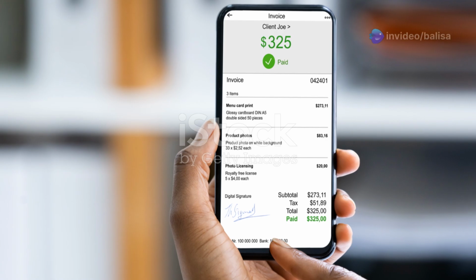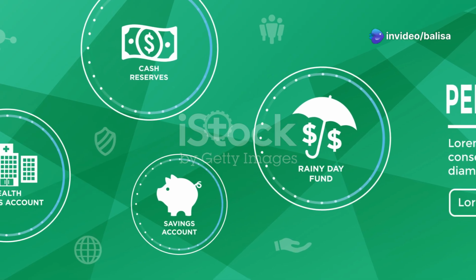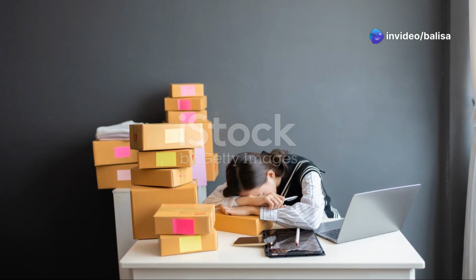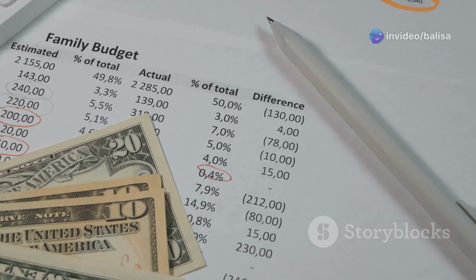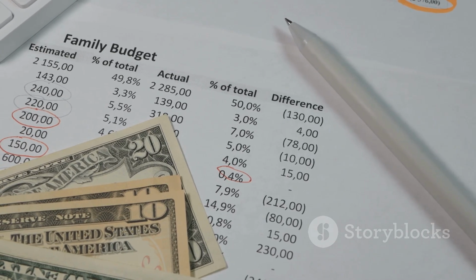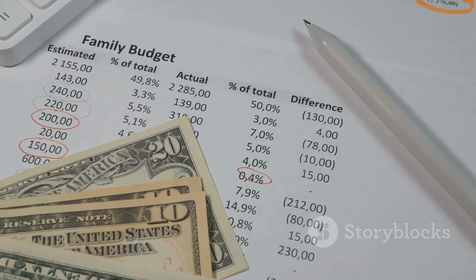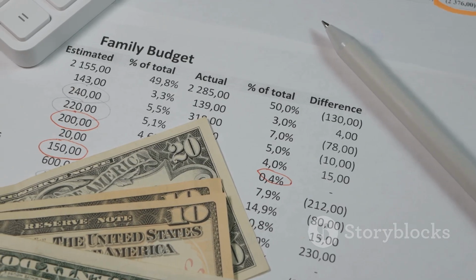And finally, we have recurring payments. These are the sneaky liabilities that can drain your finances if you're not careful. Think subscriptions, installment purchases, or any recurring payment that automatically deducts from your account.